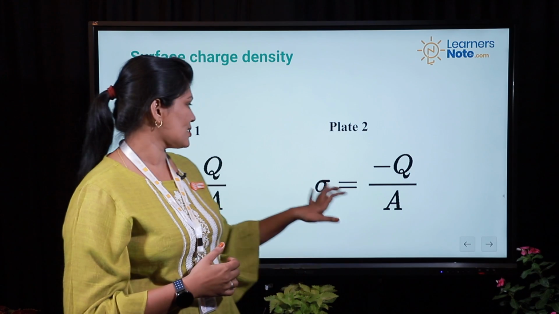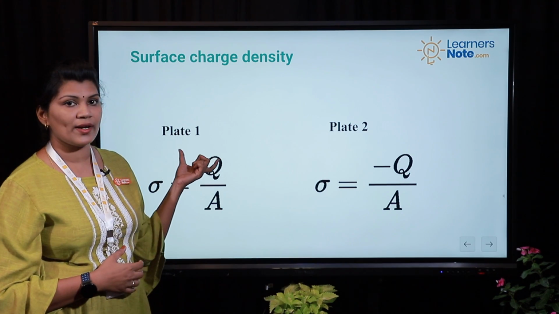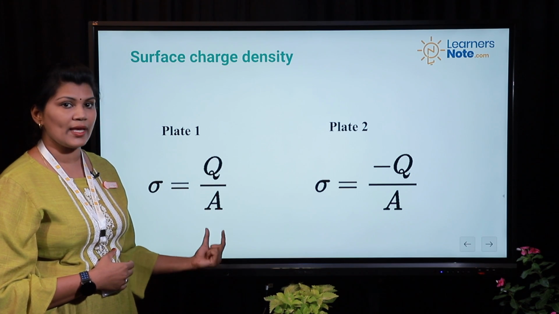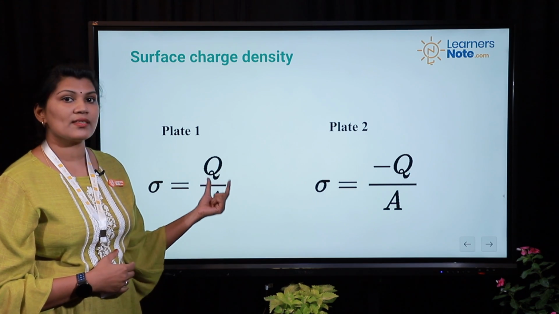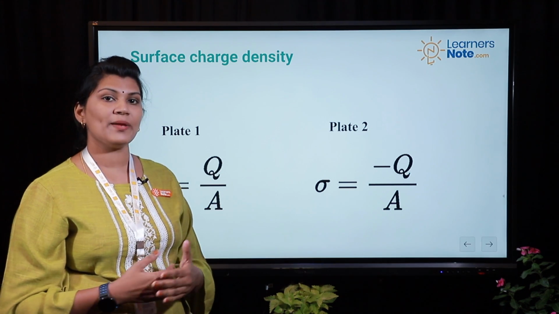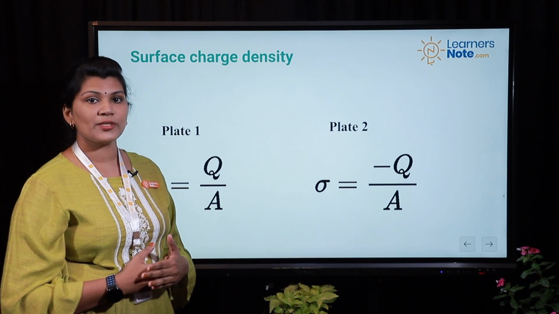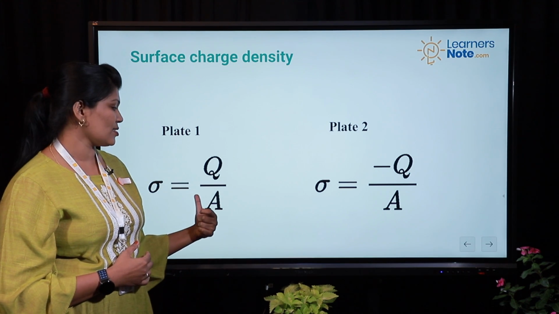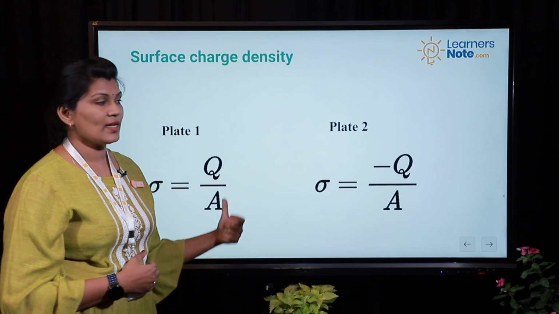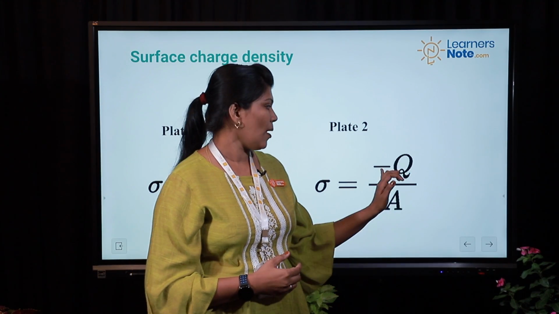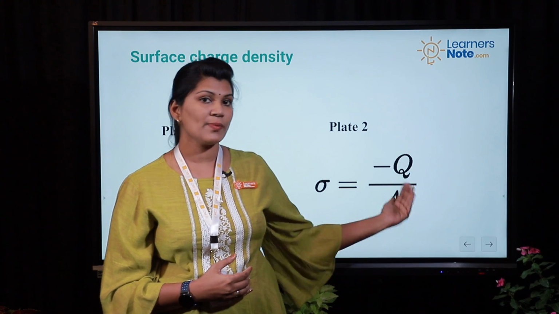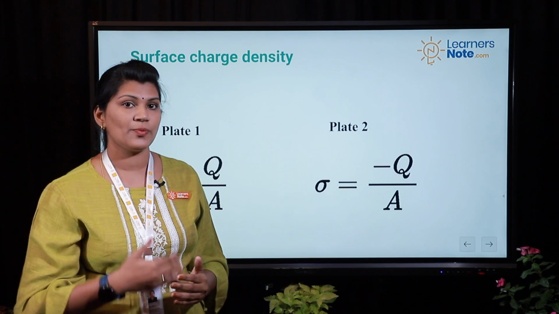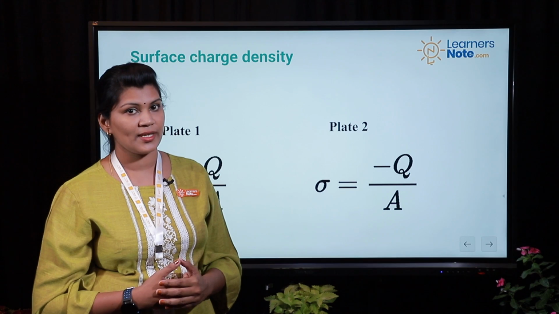For that, let's consider these two equations. In plate 1, we have a charge density of sigma, and the charge density is equal to Q divided by A. Here Q means the total number of charges on one of the plates and A is the area of that particular plate. So the charge density of the first plate is equal to Q divided by A, and the charge density of the second plate is equal to minus Q divided by A. Why this minus? Because this sigma is related with the charge density of the negative plate. Here we are substituting this negative sign.